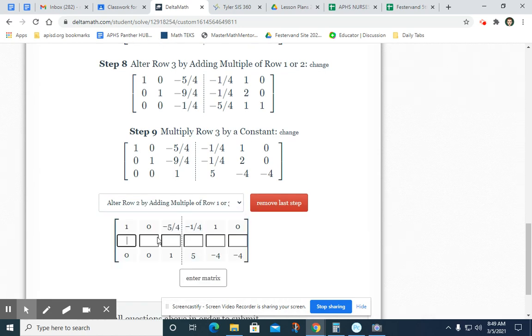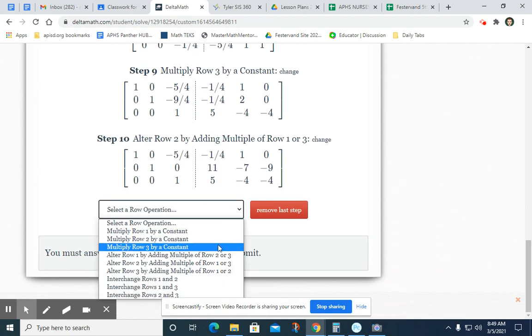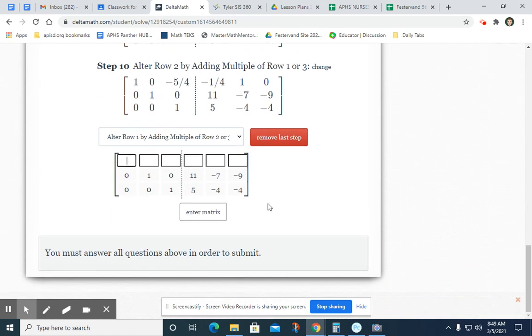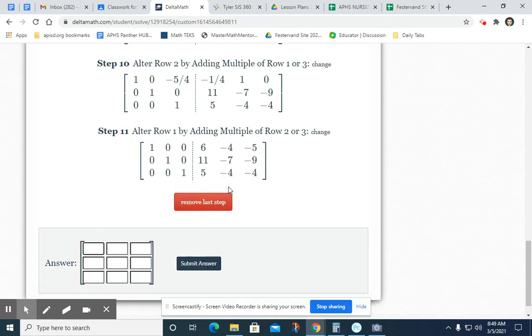And then I altered row 2, 0, 1, 0, 11, negative 7, negative 9. And then I altered row 1, 1, 0, 0, 6, negative 4, negative 5. And so my inverse is what's over here on the right. So that's 6, negative 4, negative 5, 11, negative 7, negative 9, 5, negative 4, negative 4.